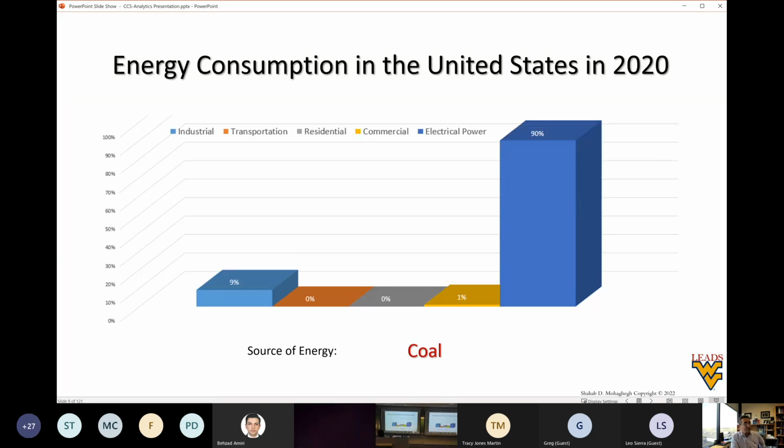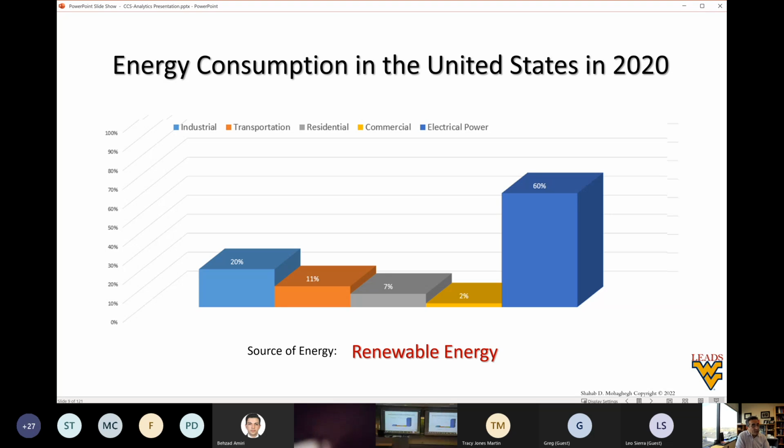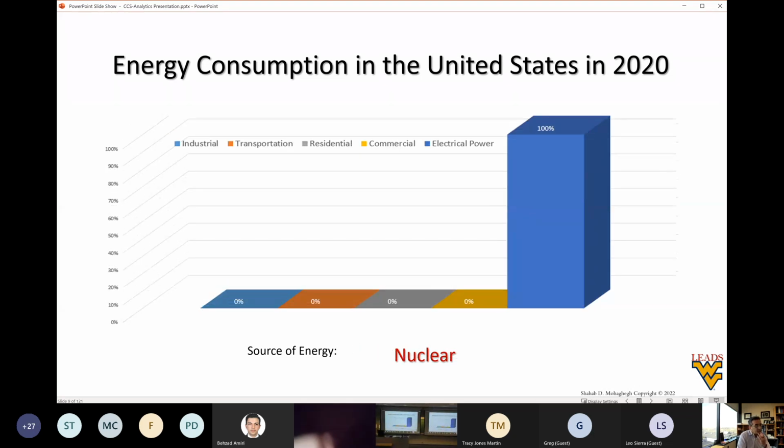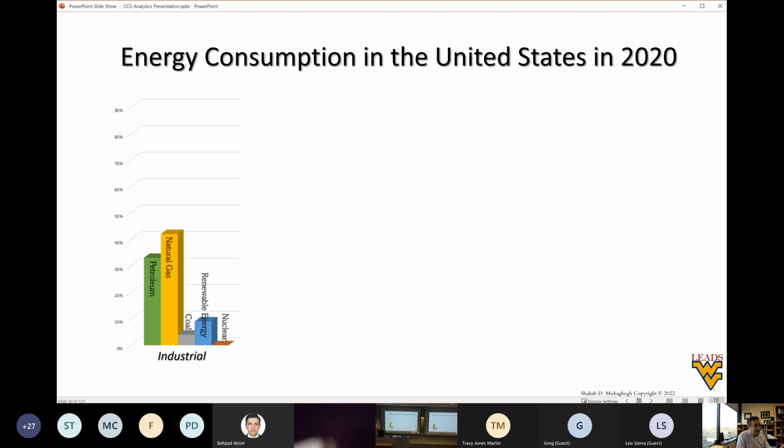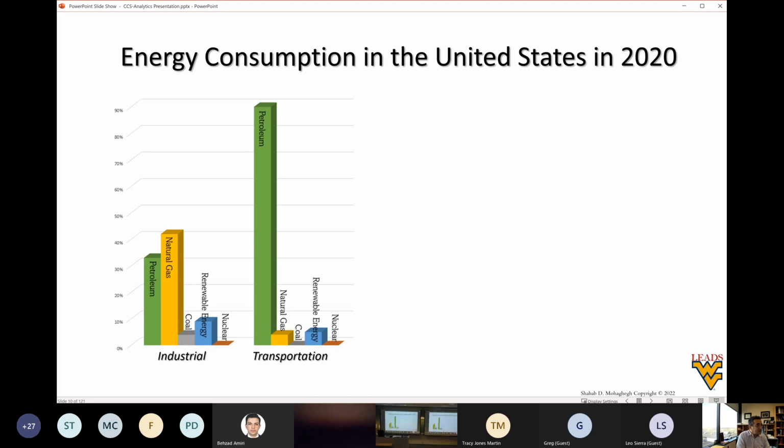When you go to coal, you see an overwhelming majority of it in electrical power, about 9% in industry, and almost none in others. Whereas with renewable energy, about 60% of it was in electrical power and 20% in industrial, and so forth. And when we go to nuclear power, it's all in electrical power. And the whole thing I'm going to show you again: in industrial, how much oil, how much natural gas and coal and renewable and nuclear is used. In transportation, it's overwhelmingly oil.